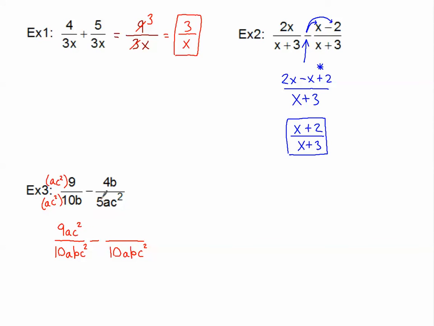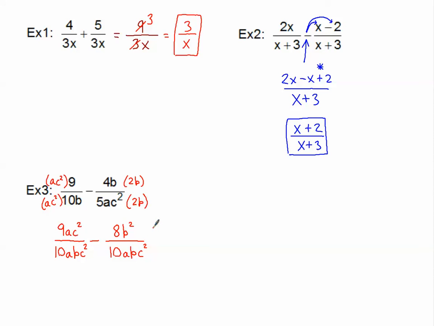Okay. Let's change this denominator. Now we only had 5, and it needs to be a 10, so that means I need to multiply by 2. We already have the a, and we already have the c squared, but we're missing the b. So that means I need to also multiply by a b. The 2 will make the 5 turn into a 10, and the b is needed as well. So I multiply top and bottom, numerator and denominator, by 2b. The numerator now is going to be 4 times 2 is 8, and b times b is b squared.